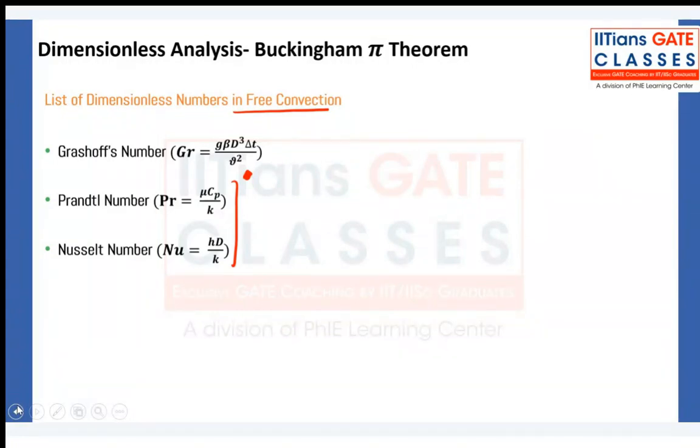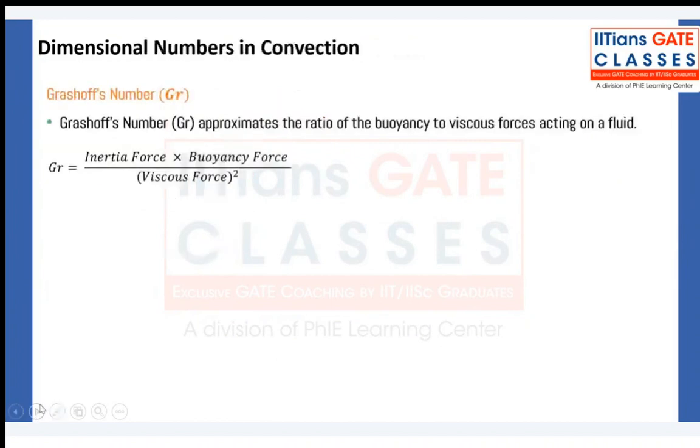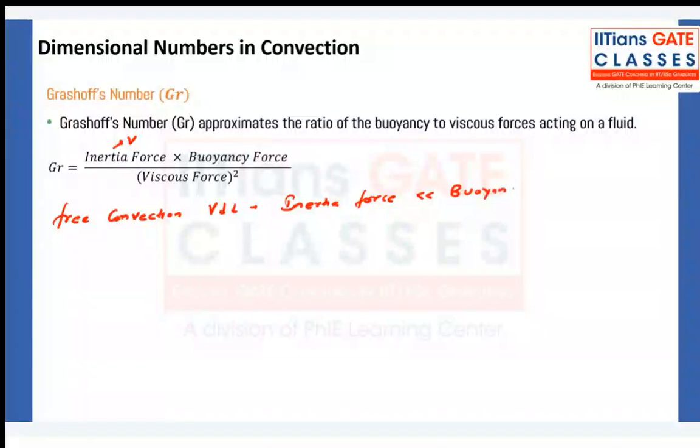Now you see something. Inertia forces are a function of velocity, and for free convection, as I told you, that velocity is not very evident. Velocity is usually low, and therefore inertia forces are much less than buoyancy forces, because in free convection buoyancy forces dominate.